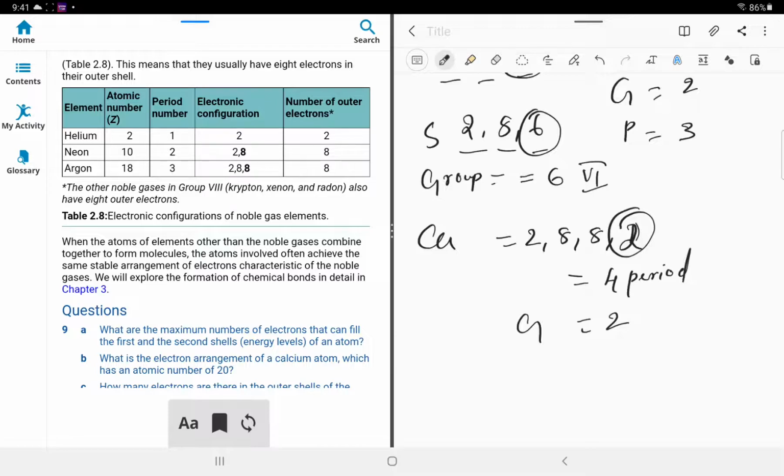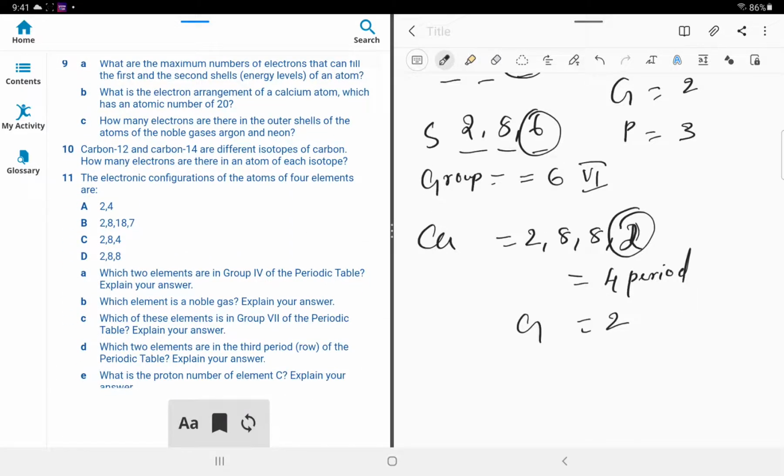So what we mainly discussed today is how to calculate the group number and period number. The group number can be calculated using the valence electrons, that is the outermost shell electrons, and the period number can be calculated by the number of shells in the electronic configuration. So please try to answer the questions, and if you have any doubt you can message me, children. Thank you.